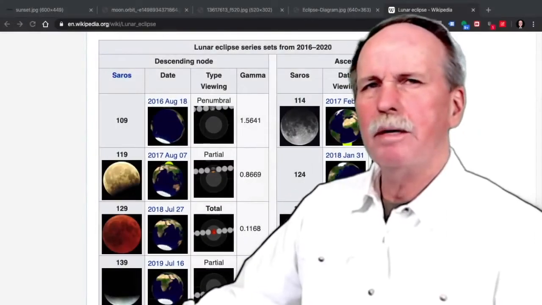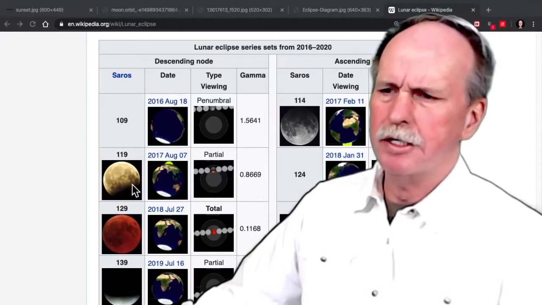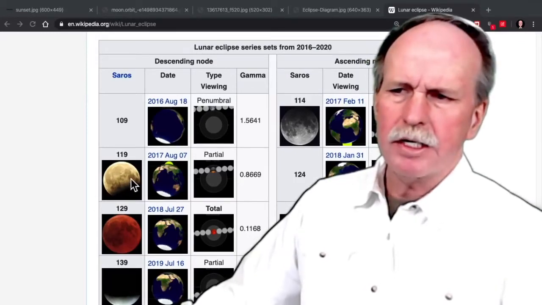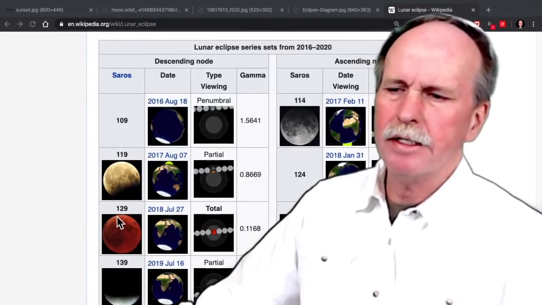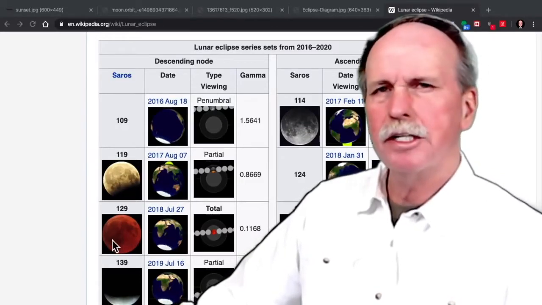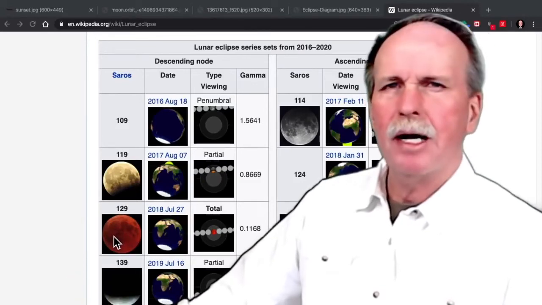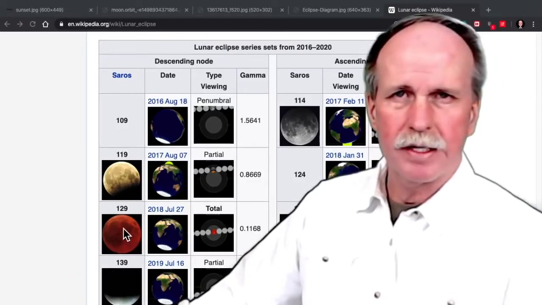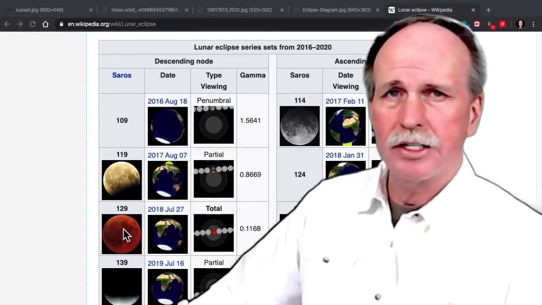Now, one other thing that you may find of interest, if you look at the partial eclipses like this one right here, notice that the moon appears to be somewhat normal in coloration, but in a total eclipse, it tends to turn reddish. And sometimes we use an unofficial but rather common name of a blood moon for this. Now, why is that? The answer has to do with Rayleigh scattering.